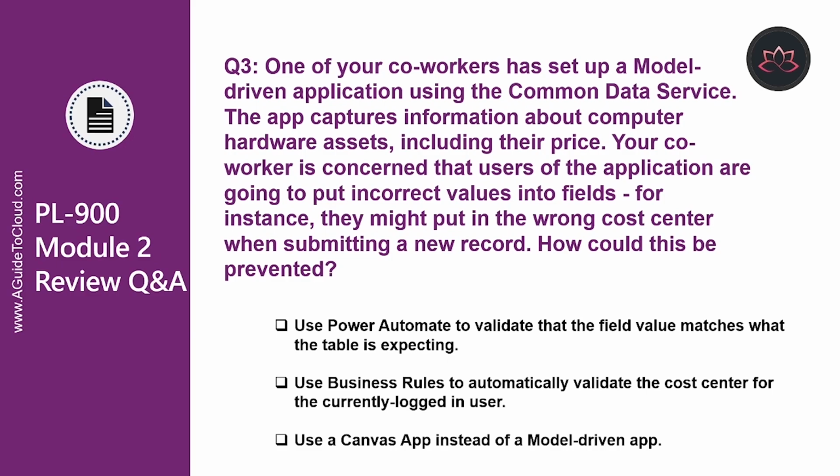One of your co-workers has set up a model-driven application using the common data service. The app captures information about computer hardware assets, including their price. Your coworker is concerned that users of the application are going to put incorrect values into the fields. For instance, they might put in the wrong cost number when submitting a new record. How could this be prevented?